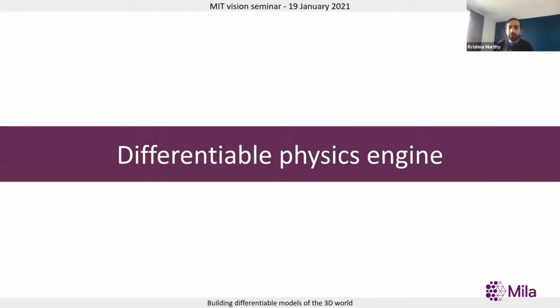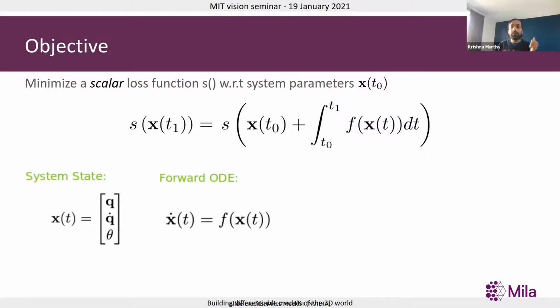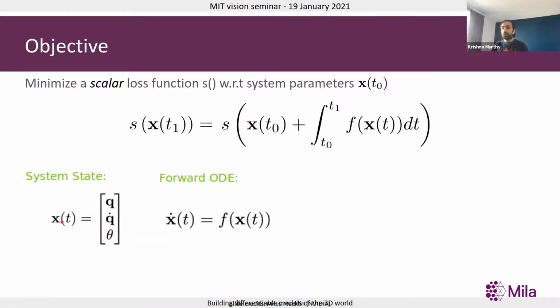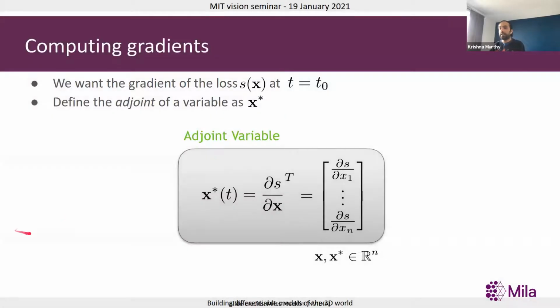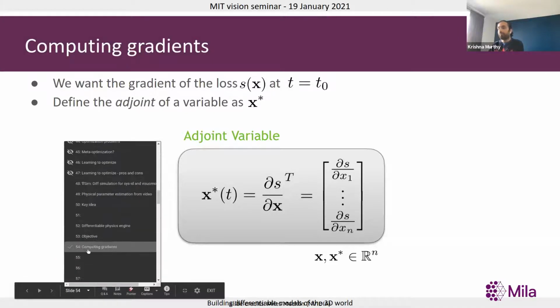There are a few details about the differentiable physics engine which I'm not sure I'll be able to cover in full, but just to give you a brief idea, we have a scalar loss function with respect to the system parameters, and the system state comprises positions, velocities, and any other design parameters that you might have. You can differentiate through this entire system by using the adjoint method. And this is something that DiffTaichi actually uses quite a lot.